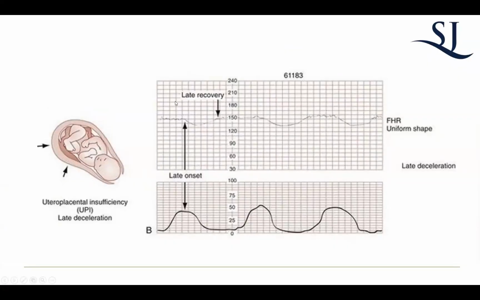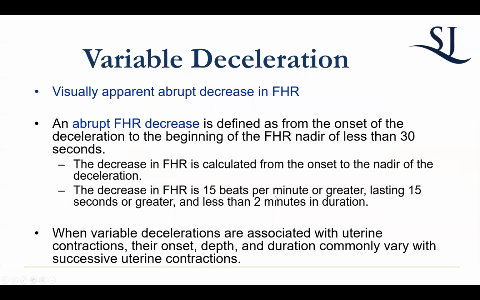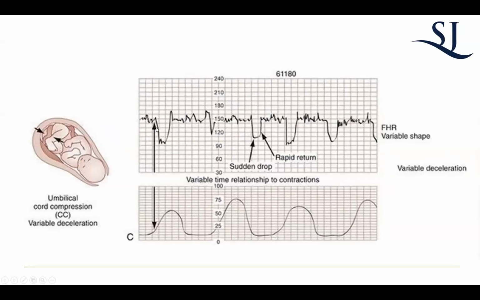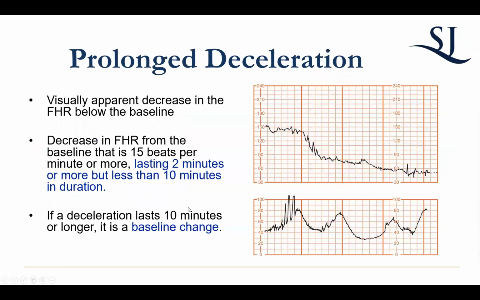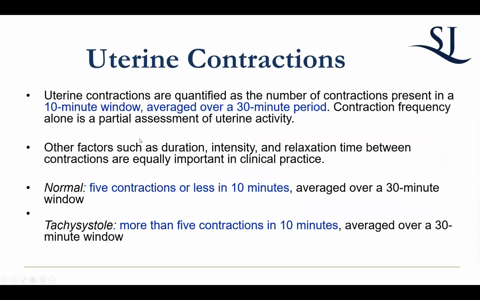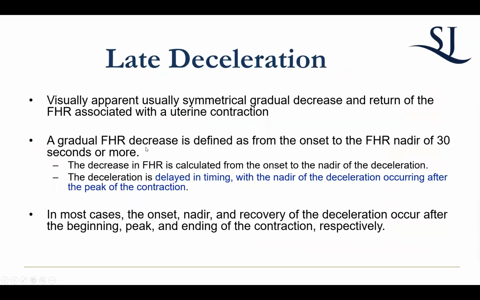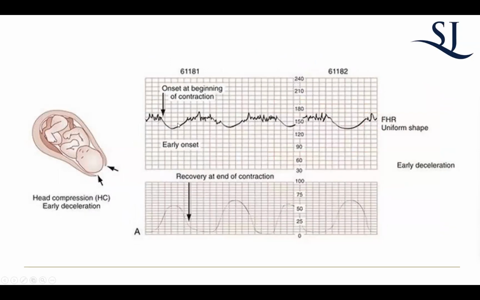So uteroplacental insufficiency, you see the late onset and late recovery of the deceleration, okay? A variable, like I said, has this notched sort of appearance, and that's because it's due to umbilical cord compression. Then the prolonged decel. And then your early is timed with the onset of the contraction together. It's because of compression of the fetal head.